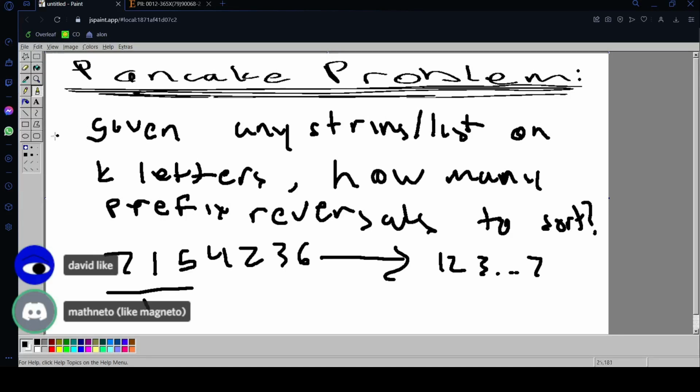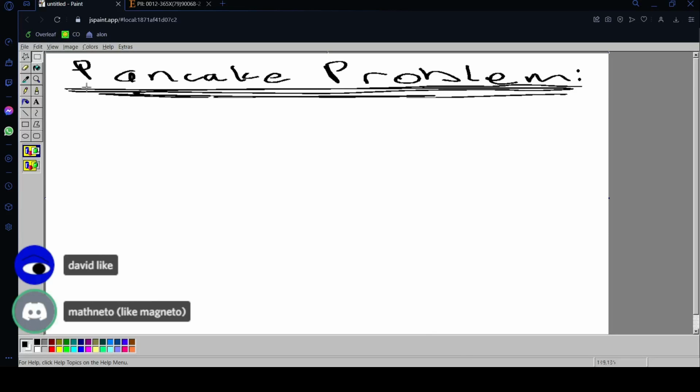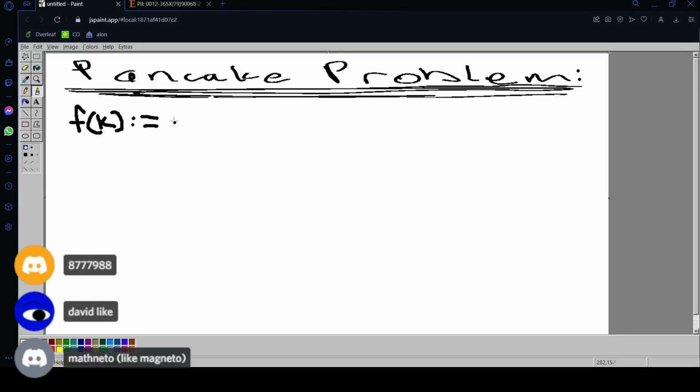Does that make sense? Yeah, that looks good to me. All right. We're going to let f of k be defined to equal the minimum.